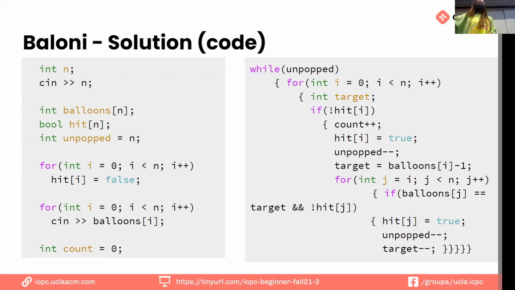And then for all following balloons, we have j, which is equal to i. If at that point the balloon at j is equal to the target, so it's equal to the next lowest height, and we haven't hit it yet, then we say we've hit it, and we pop it, and we again decrease the target. So we just continue doing that, and in that fashion, we simulate it. Hopefully that makes sense. If it doesn't, and you have questions, please ask.